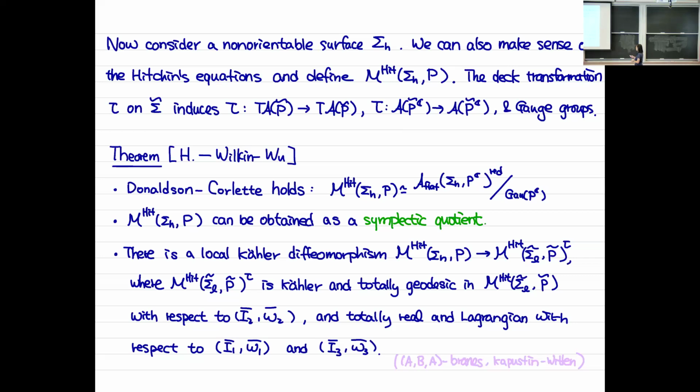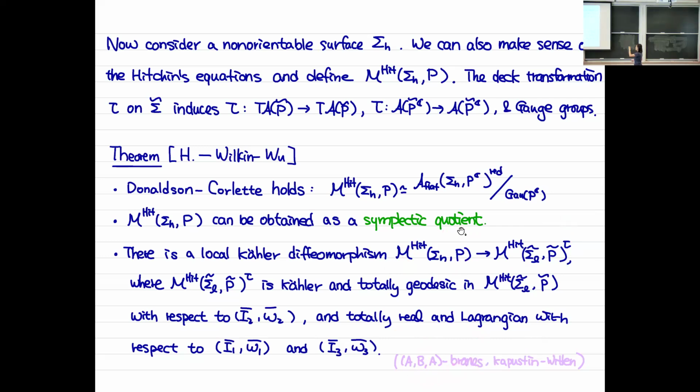And now nicely, you have a symplectic quotient. So this moduli space can now be obtained as a symplectic quotient, and that moment map is this mu2, so that will survive under the involution. And you would have, moreover, a Kähler structure on this. So this is an example of the ABA branes in Kapustin-Witten's paper.